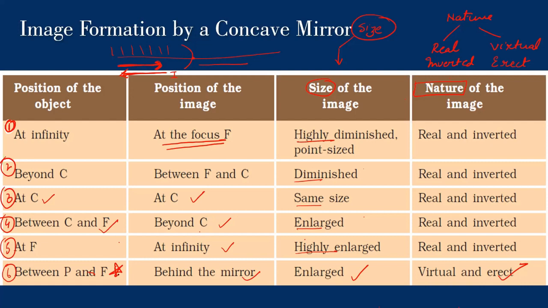If you see the size, in the first case it's highly diminished, point size, then it is a little bit larger than diminished. Third case, the size is same. Fourth case, it is enlarged. Fifth case, when it goes to infinity, the size of the image is highly enlarged. Even if you see the trend in sizes, it is going on increasing, right? In the last one, obviously it's an enlarged image. For the first 5 cases, it will always be a real and inverted image. And for the last case, it's a virtual image. Very, very important.